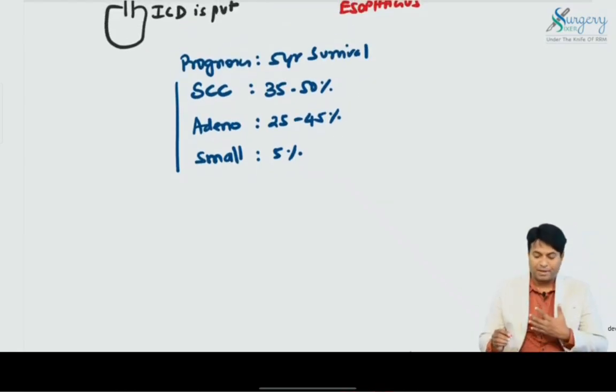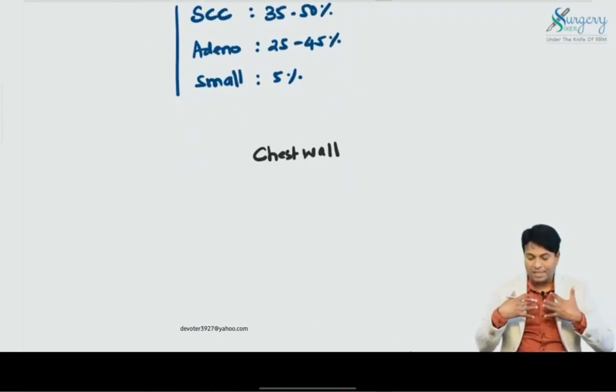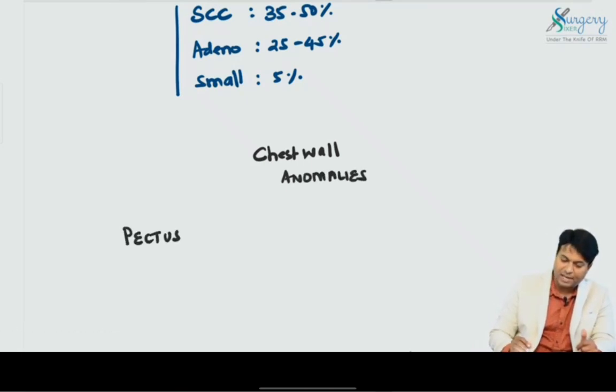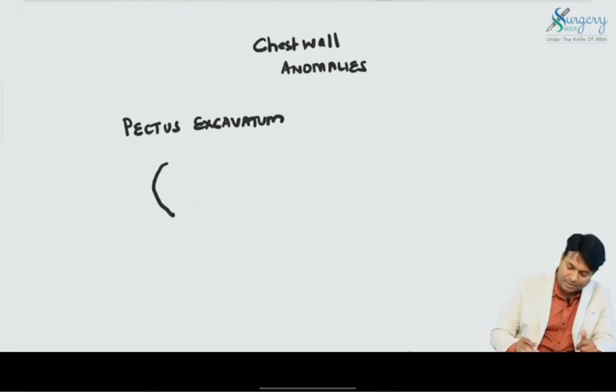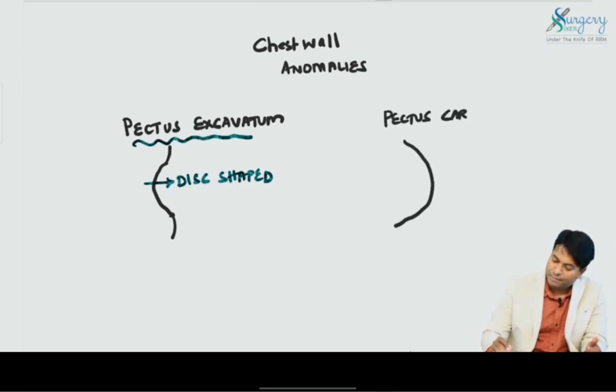And finally, in this thoracic chapter, the last thing is chest wall anomalies, involving the sternum and the ribs. We have two important anomalies. One is pectus excavatum. Pectus excavatum is a condition in which the sternum is disc shaped, going inward. Another one is in which the sternum is protruding out like this, known as pectus carinatum.